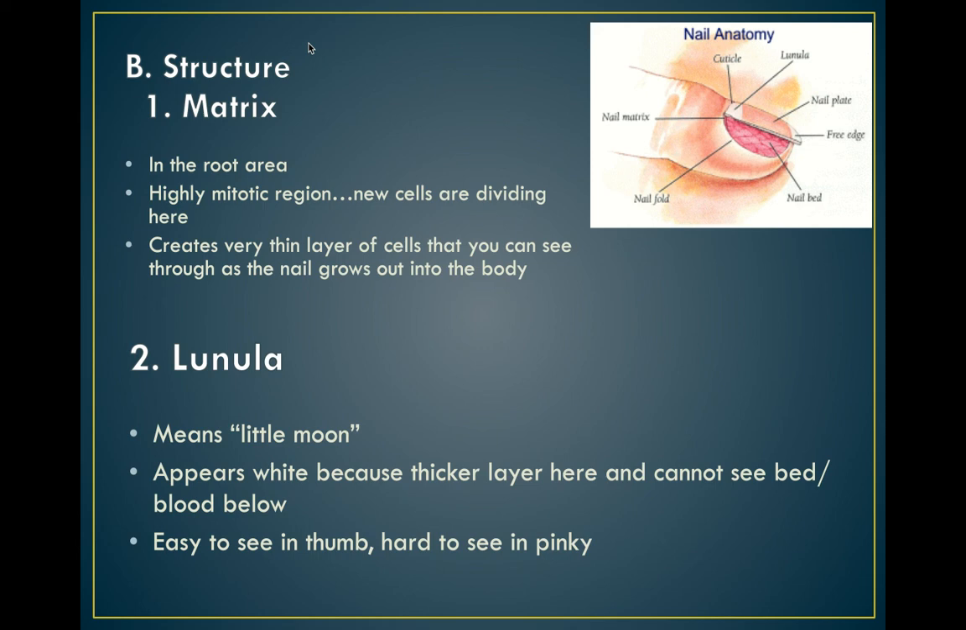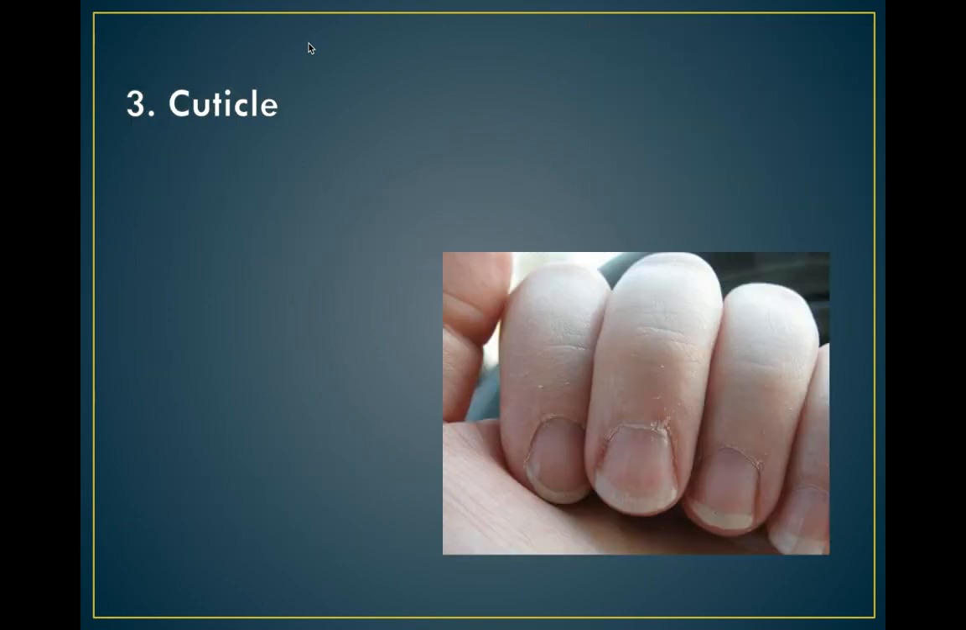If you're looking for yours, it's easier to find in your thumb. And then as you go across your hand to your pinky, it probably gets smaller and smaller and smaller. So the lunula, or the little crescent moon that is kind of white on your finger, is white in that particular spot because the cell layers are thicker and you can't see the blood flow in the nail bed below. Last thing we'll talk about is the cuticle.